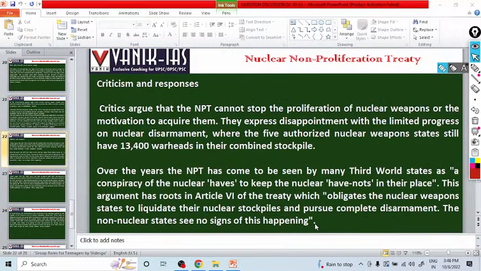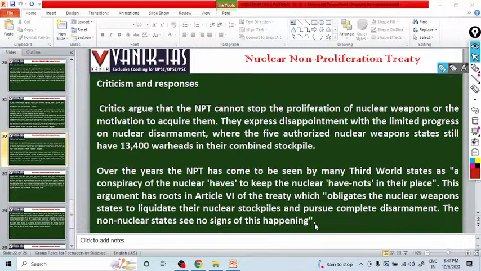And what is the criticism of this treaty? The critics argue that the NPT cannot stop the proliferation of nuclear weapons because more and more countries join, or have the motivation to acquire them. They express disappointment with the limited progress on nuclear disarmament, where the 5 authorized nuclear weapon states still have 13,400 warheads in their combined stockpile. Fine. See the number. Just 2 bombs caused havoc in Hiroshima and Nagasaki. But at present, there are 13,400 nuclear arsenals stockpiled by different countries.